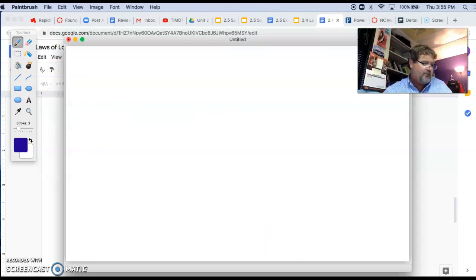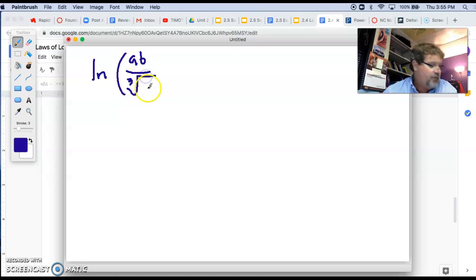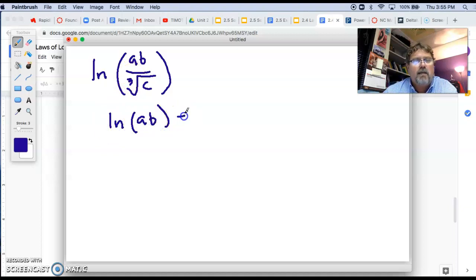We've got the natural log of AB over the cube root of C. All right, the first thing we might do is just write this. Let's take care of this quotient. I mean, the person could say, well, this is the natural log of AB minus the natural log of the cube root of C.